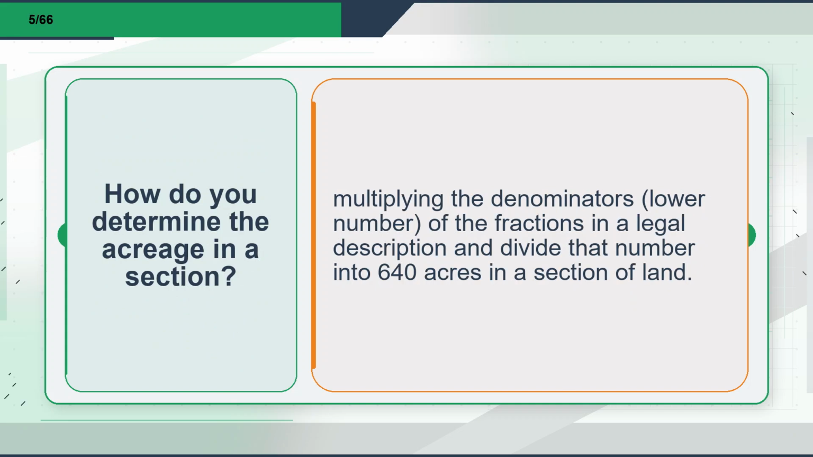Flashcard 5. Term: how do you determine the acreage in a section? Definition: multiply the denominators, the lower numbers, of the fractions in a legal description and divide that number into 640 acres in a section of land.